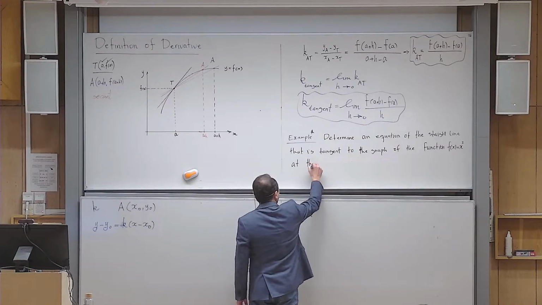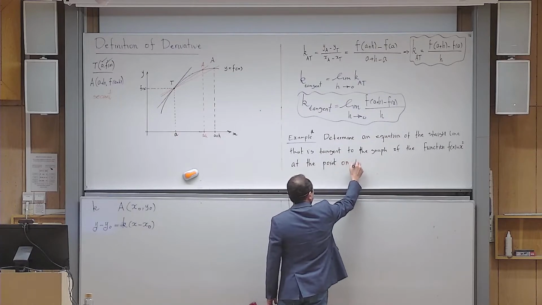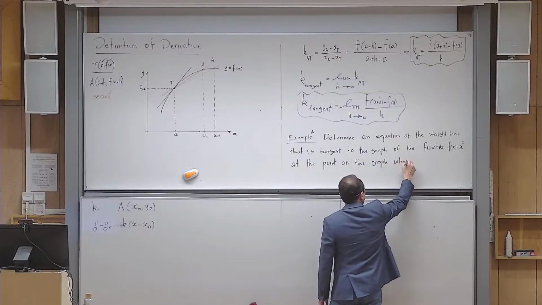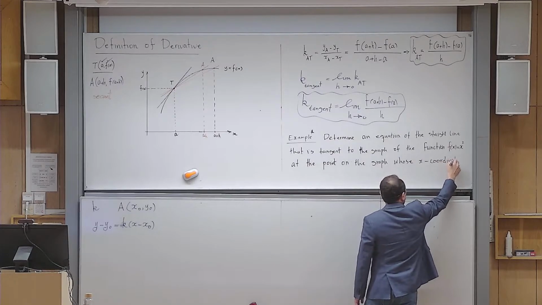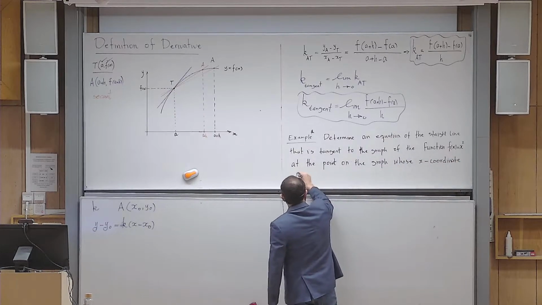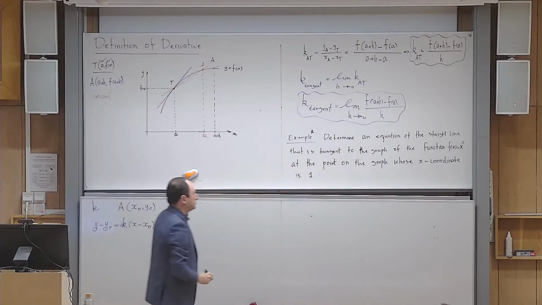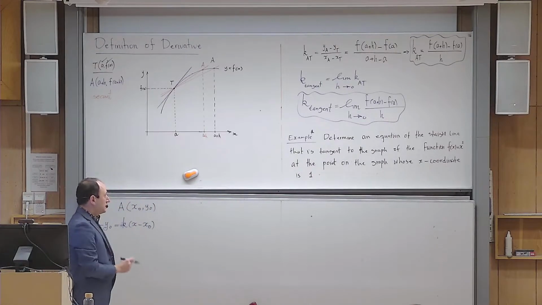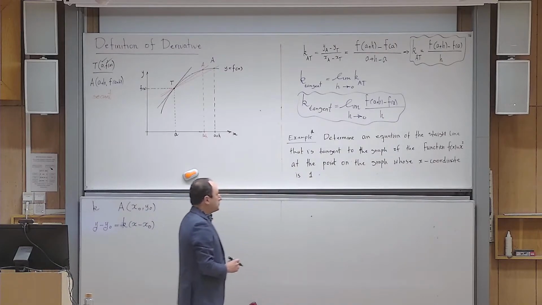the point on the curve, at the point on the graph whose x coordinate is, let me, for example, say 1. Yes? Yeah, we want to use the definition, yes? For the time being, we don't have any formulas. If you're using the formulas, that will come later. So determine an equation. Is the problem clear?